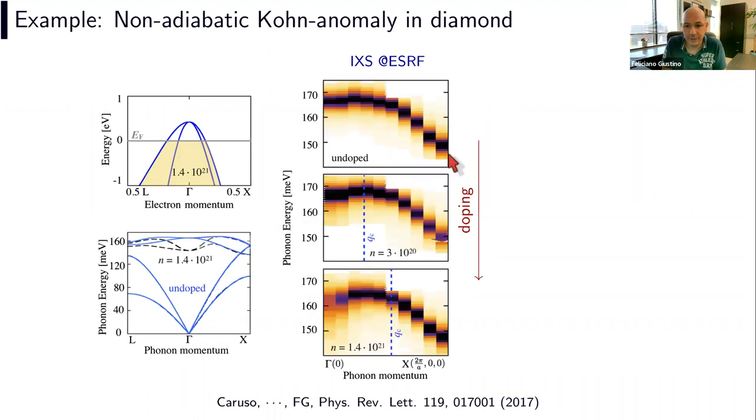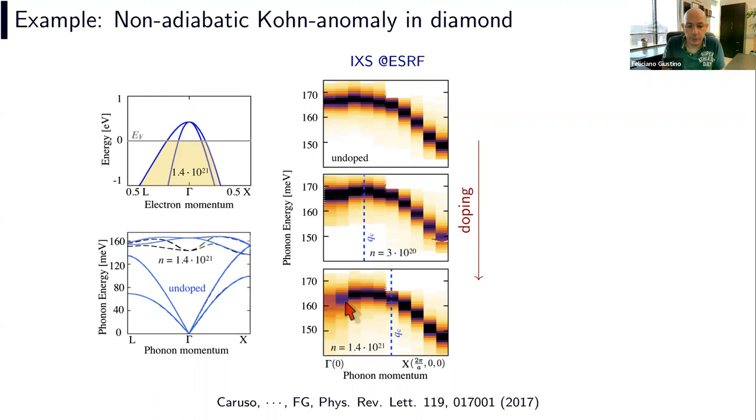These are essentially inelastic X-ray scattering experiments carried out at the synchrotron in Grenoble. What you can see here is the phonon dispersion corresponding to this upper branch that I'm pointing out. The first plot is for the undoped diamond. As you increase doping, you see that the broadening here is increasing and there is a little bit more pronounced bending. And then as you keep increasing doping to very high levels, the bending continues and the broadening is such that you almost lose the quasi-particle in this region.